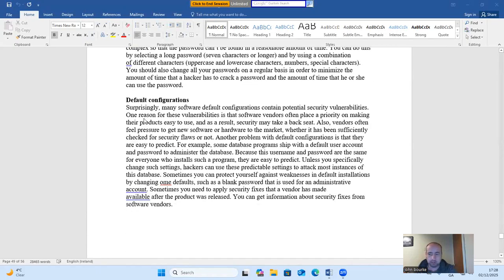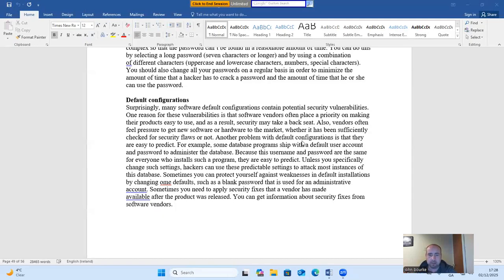Default configurations. Surprisingly, many software default configurations contain potential security vulnerabilities. One reason for these vulnerabilities is that software vendors often place a priority on making their products easy to use, and as a result, security may take a back seat. Also, vendors often feel pressure to get new software or hardware to the market, whether it has been sufficiently checked for security flaws or not.